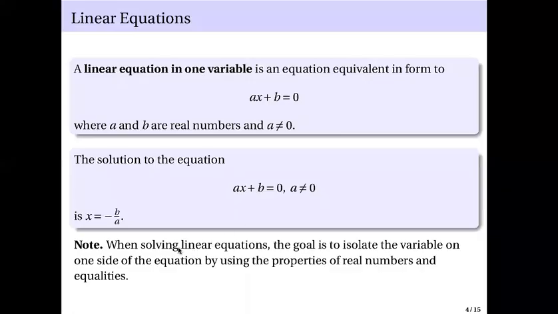So, when solving linear equations, the goal is to isolate the variable on one side of the equation by using the properties of real numbers and equalities. So we isolate the variables on one side of the equation, and the constants on the other side. And we can do that by using the properties of real numbers and the equalities.